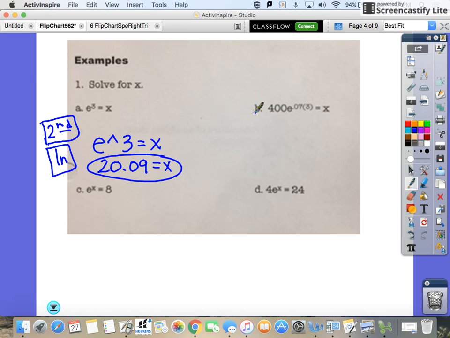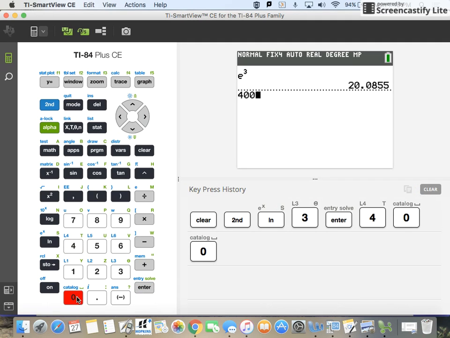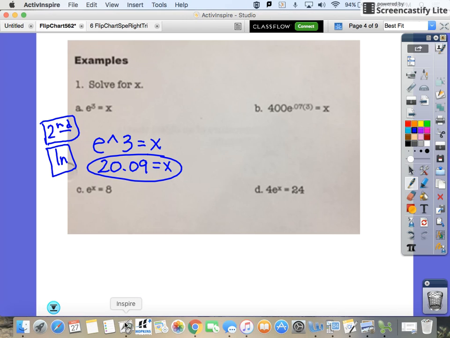For this part B, we do 400 times e to the 0.07 times 3. There's a decimal in there. It's kind of hard to see, but on your paper it's a little more clear. So we can just type that into a calculator also. 400, and we want e, so we want this blue thing, 0.07 times 3. Now if you have an older calculator, make sure you open parentheses for the exponent. Hit enter and we get 493.47. So those we just typed in.